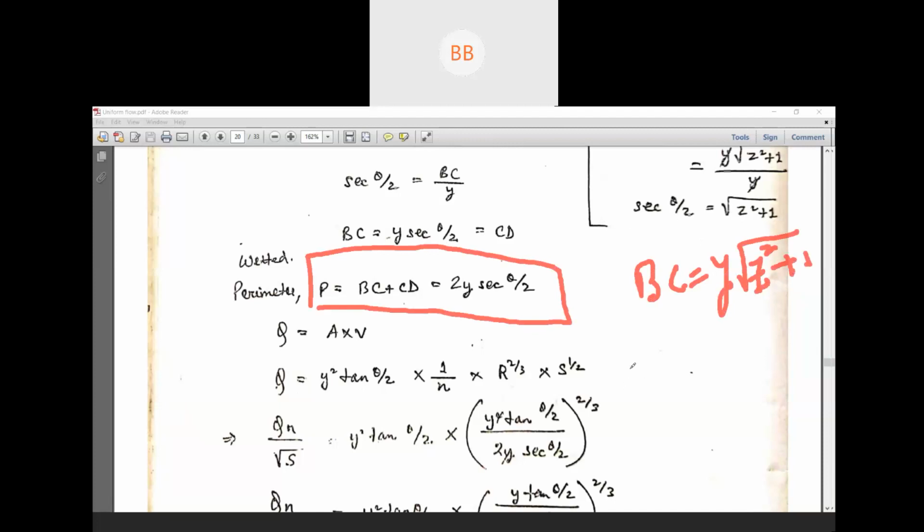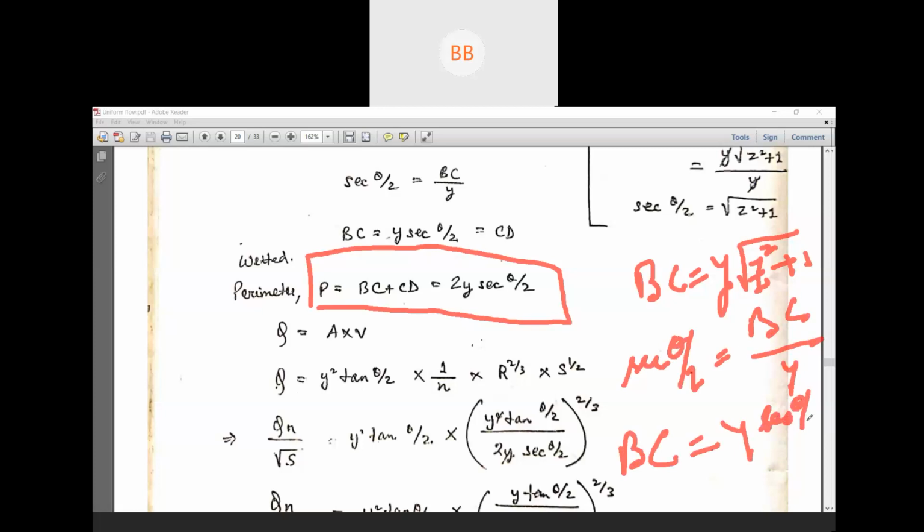And sec theta by 2 is nothing but BC divided by y. So in place of BC, you can write y sec theta by 2. That's what is written. And as these two are the same, we have multiplied by twice. So it's up to you. You can directly write BC is equal to y root over z square plus 1 multiplied by 2. Ultimately, you get the same result.